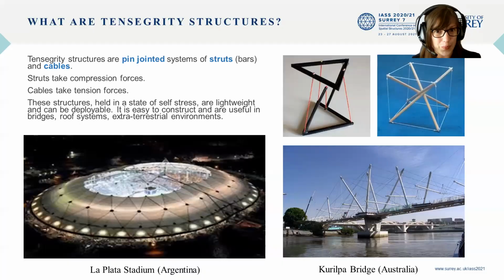So firstly, this is a tensegrity structure, which is a pin-jointed system composed of bars and cables held together in a state of self-stress. The advantage of tensegrity structures is that they are lightweight, have a high strength to weight ratio, and they can easily be made to deploy. Tensegrity inspired large-scale infrastructure includes the La Plata Stadium in Argentina and the Kurilpa Bridge in Australia.